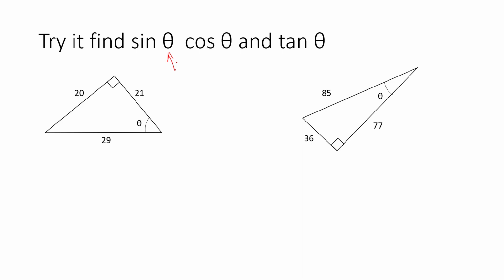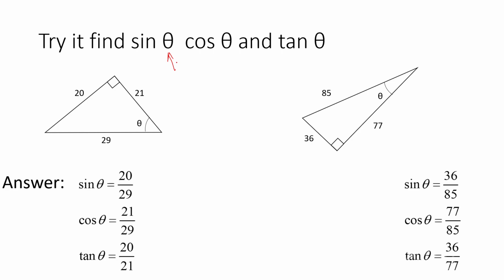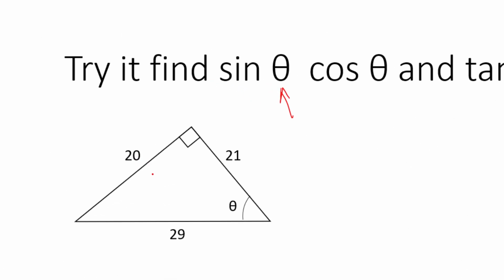Now I hope that you have done your work. So this will be the answer. The answers are: sine theta is 20 over 29, because 20 is the opposite side and 29 is the hypotenuse. Cosine, adjacent side over hypotenuse. For tangent, it is opposite over adjacent.